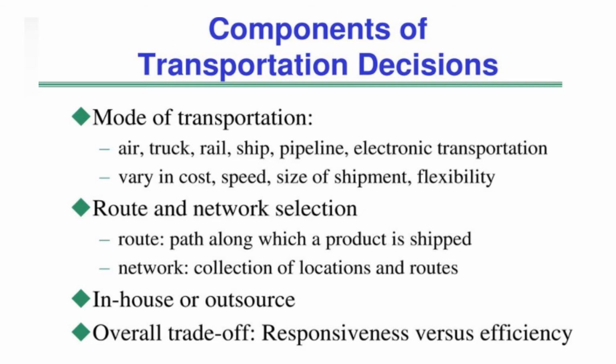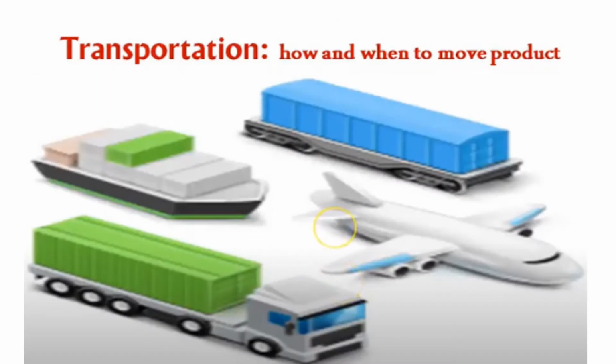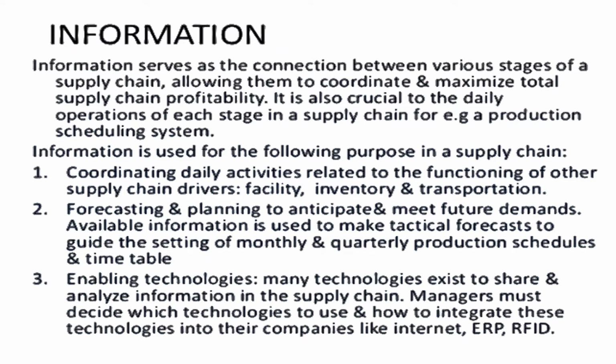The route is a path along which the product is shipped. A network is a collection of locations and routes. So these are the various modes of transportation used.